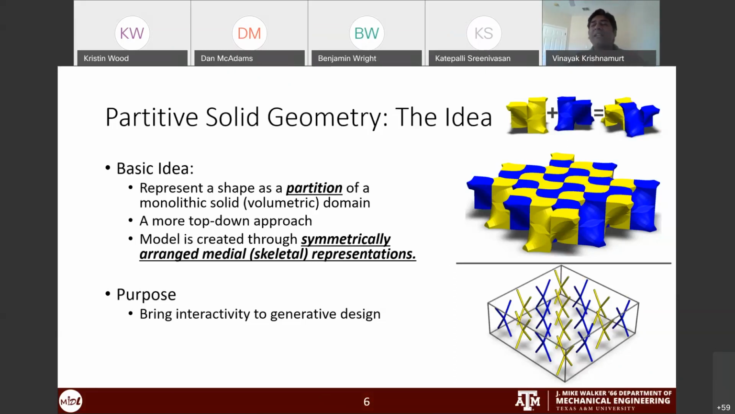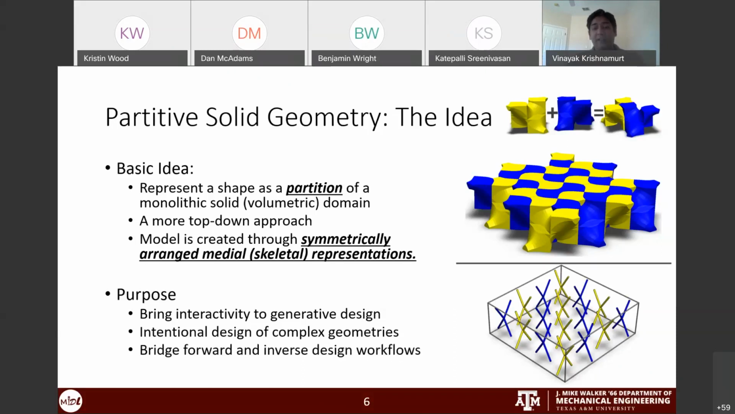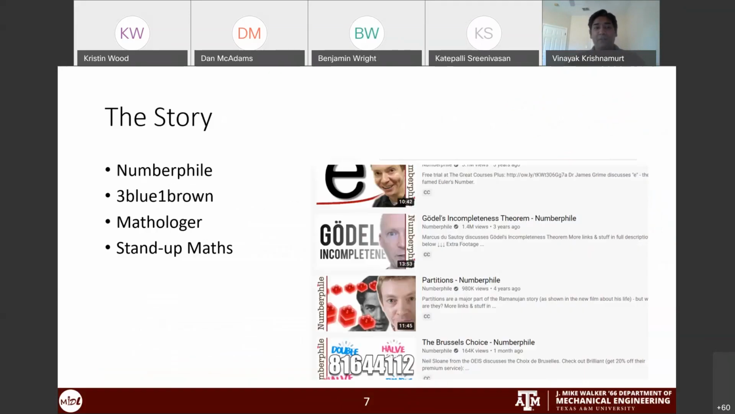To me, actually, that's one way of doing design, yes, but I think it takes the intentionality away. So I want to bring the intentionality back in the design of complex geometries, so that we can sort of bridge the forward and the inverse design workflows together. Okay. Just a disclaimer, I don't yet know how to do all this, right? Because I've only been working on this for 2.5 years now. And I think that there's a lot of collaboration needed to actually make this happen. Okay.